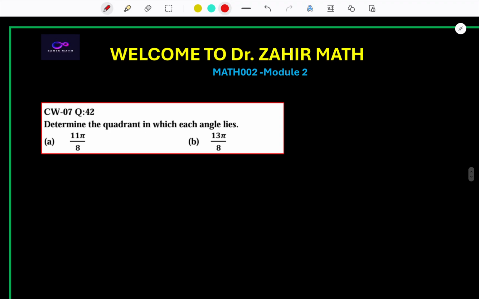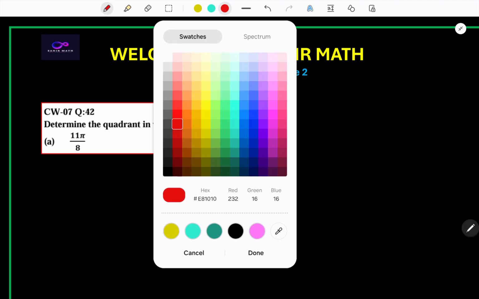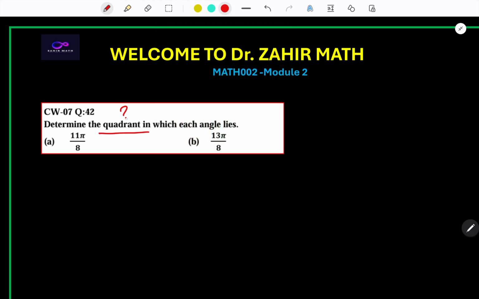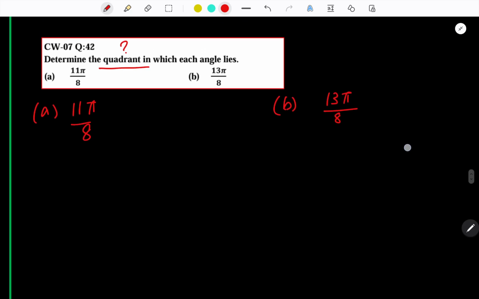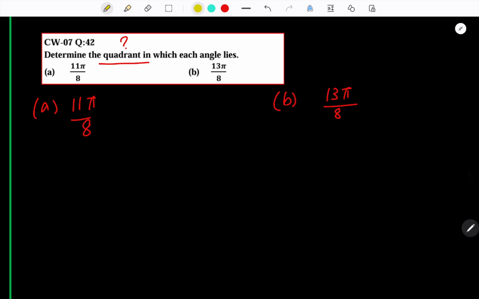Determine the quadrant in which each angle lies. The question is determine the quadrant. They are asking for your quadrant. The first question is 11 pi divided by 8, and the next question is 13 pi divided by 8. Usually when I draw the quadrants, it is easy to write 0, 90, 180, 270 and 360. But if you are asked to write in pi, it is very difficult. I know 0, pi by 2, 180 is pi, 270 I know, and 360 is 2 pi, but for you it's a little confusing.